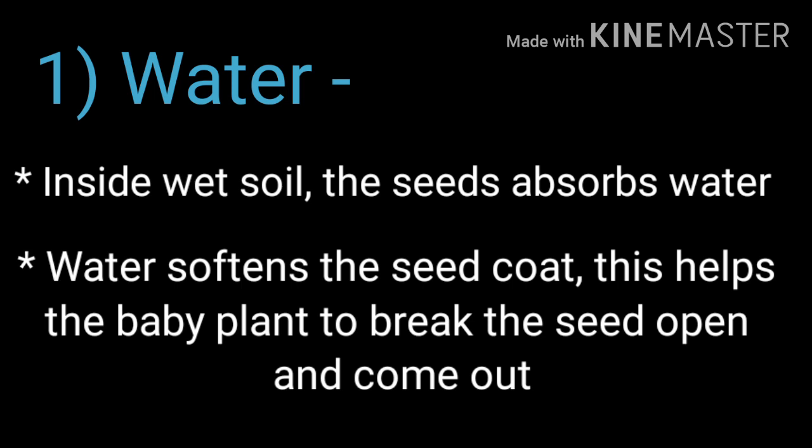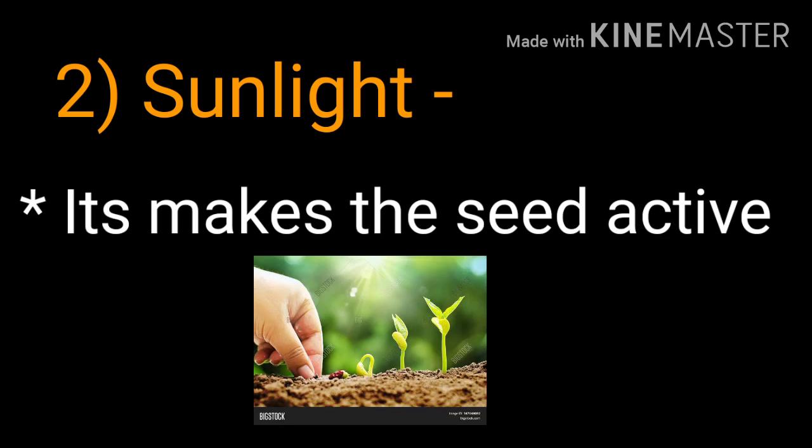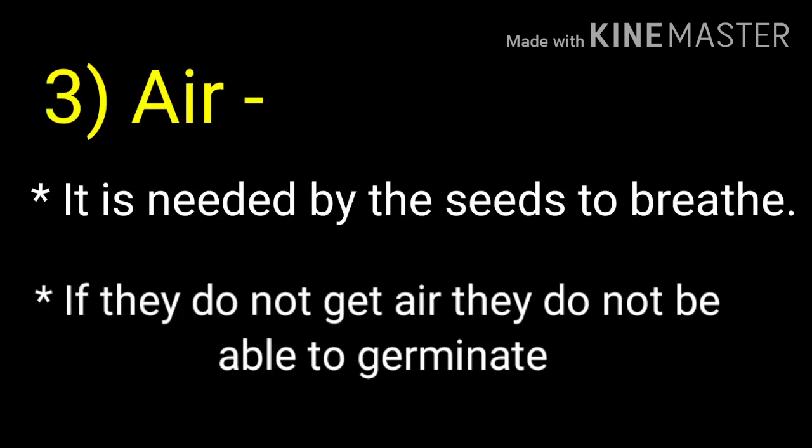Inside wet soil, the seed absorbs water. Water softens the seed coat. This helps the baby plant to break the seed open and come out. The second is sunlight. It makes the seed active to grow fast. Third one is air. It is needed by the seed to breathe. If they do not get air, they will not be able to germinate.